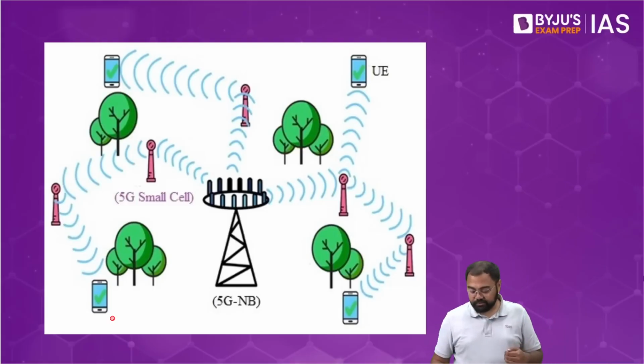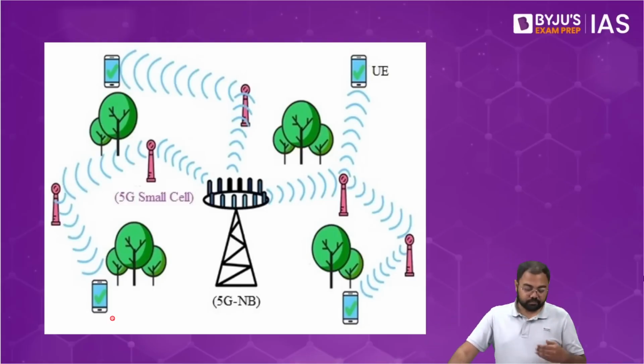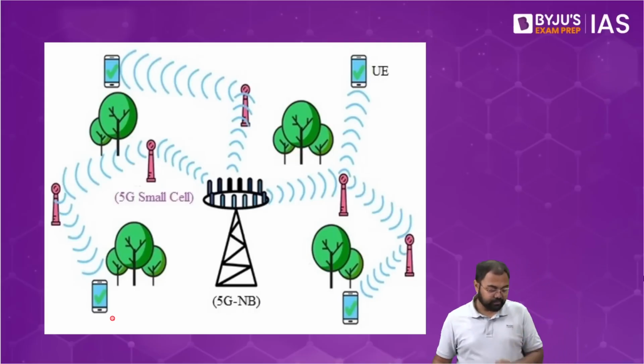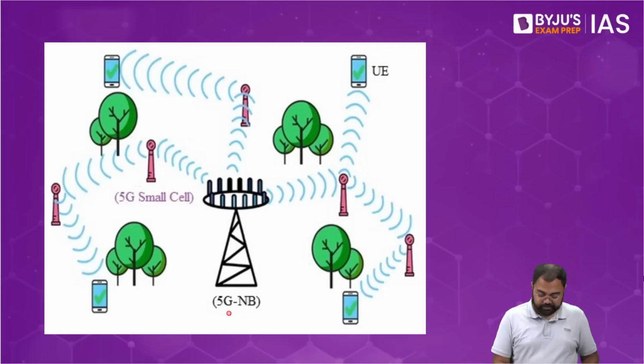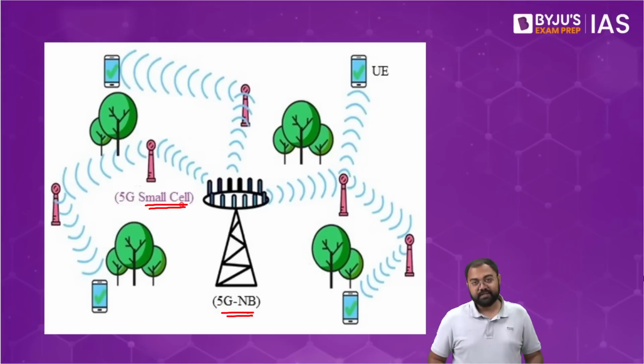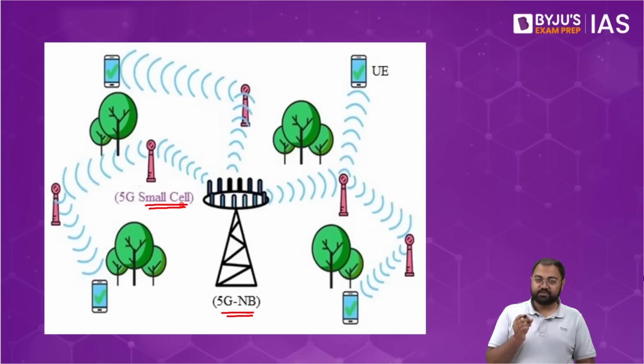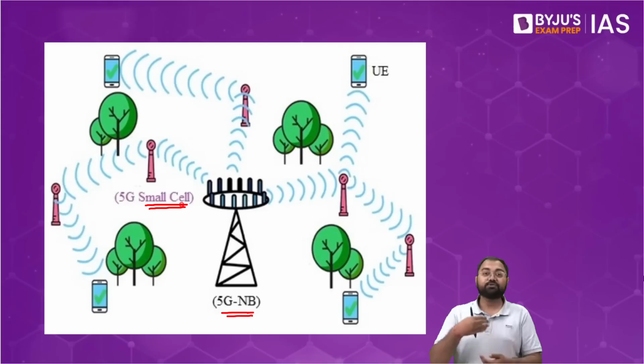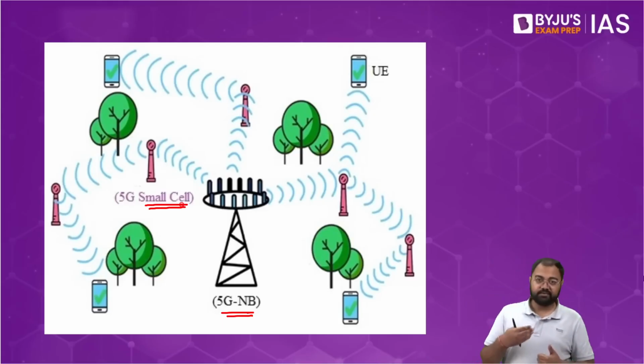But in case of 5G, things are a little different. How exactly are they different? This time you do not have only a big cell tower, but you also have something called a small cell. 5G small cell. The reason we need this small cell is that we are not only using the normal frequencies that we have been using until now, we are also using higher frequencies and lower frequencies.